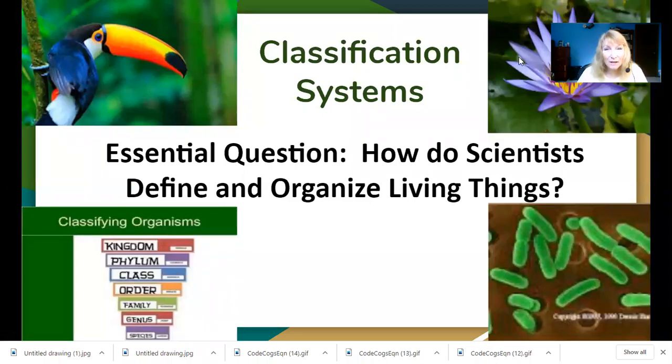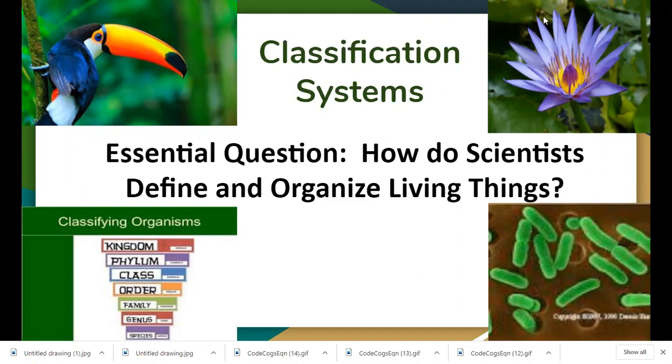Hello, today's lesson is going to be about classification systems. So far, we've talked a little bit about what a living thing is, and we've found out that they can be animals, they can be plants, they can be people, they can be little teeny tiny microorganisms. So today we're going to talk a little bit about how to classify life. So I'm going to minimize myself, and we'll get started.